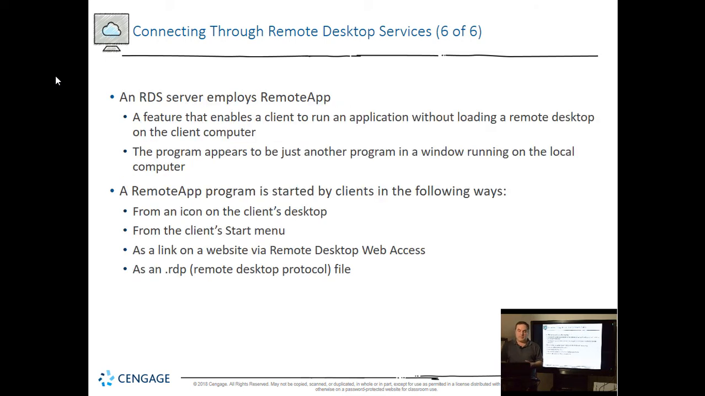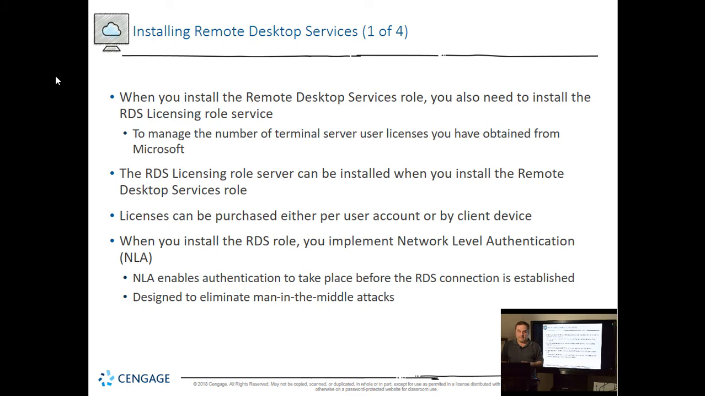An RDS server employs the RemoteApp. So this is a feature that enables the client to run an application without loading remote desktop. And that's the web version if you're going to do it that way. So what you have to do is launch the remote desktop tools in Windows Server 2016 and create these web versions of these applications. And it's very easy to do. Microsoft creates a wizard that allows you to do it very easily. So when the user logs into the website, they see individual applications which they just double click on. So instead of seeing an entire desktop, they'll see just the applications that you want to let them use.